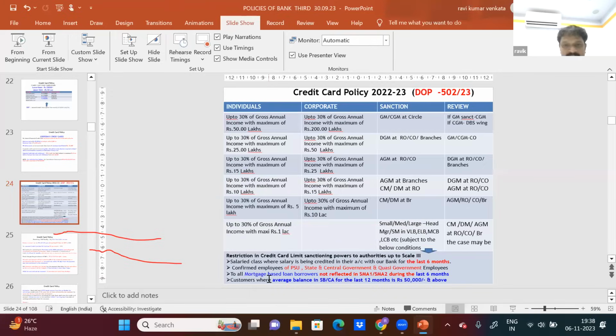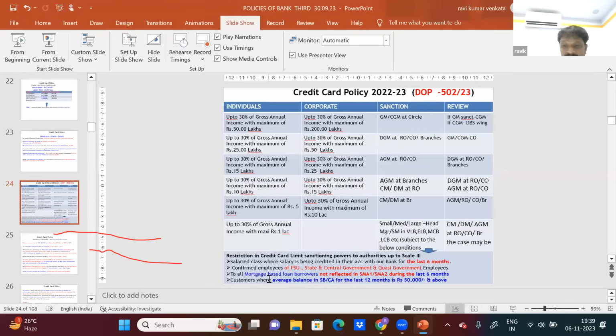First problem. Second one, they should be confirmed employees of PSU, state government and quasi government. All government employees, they can give. Then mortgage loan borrowers should not be reflected in SMA 1, SMA 2 during the last 6 months also. One more condition: any housing loan and all, if they take it, they should not be in SMA 1 and 2. It can be 0, not 1 and 2. Then customers, the average balance in SBI and current account for the last 12 months is 50,000 and above.